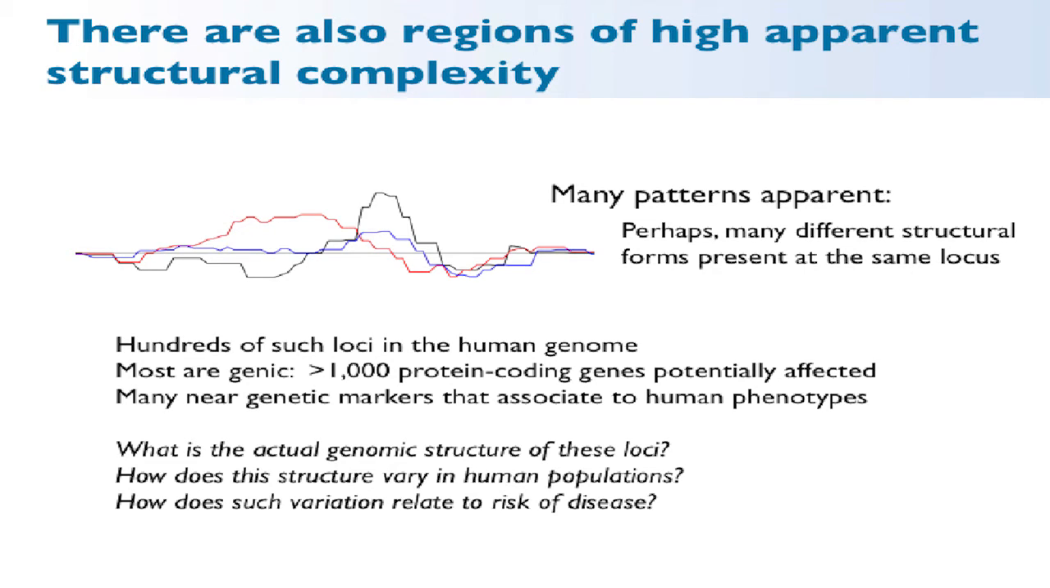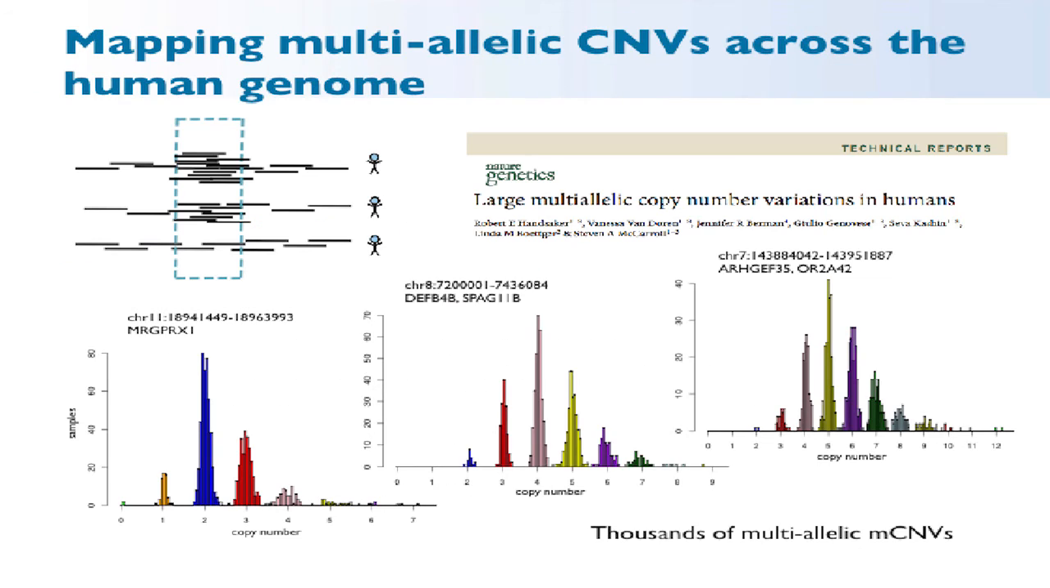And there were sort of hints that there were maybe many different patterns going on. And so a lot of what I'm going to talk about in the next section is just different forms of complexity that show up that don't follow these kind of naive, simple models, although there's a lot of structural variation that does. There are a lot of just biallelic deletions that are polymorphic in the human population, but not every form of structural variation looks like that.